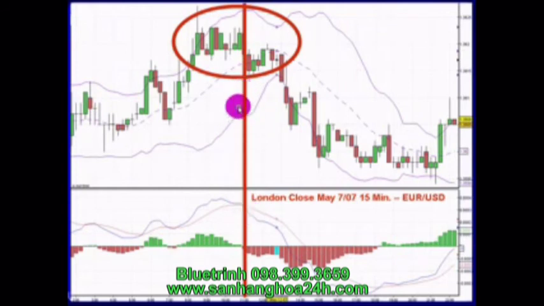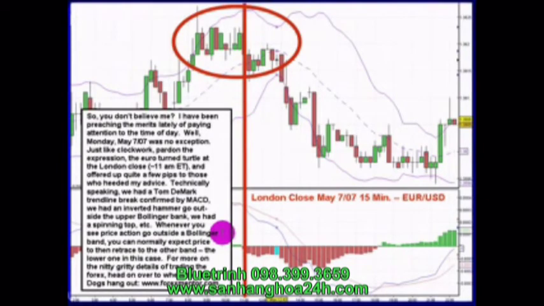The reason I'm talking about this today is I have been of late talking about the fact that there are certain times of the day, like the London close, where you can expect a price reversal. And of course, this happened again yesterday. So when you're looking at the London close or London Open or New York Open or Asian Open, plot your Bollinger Bands and look for those things that I just mentioned.